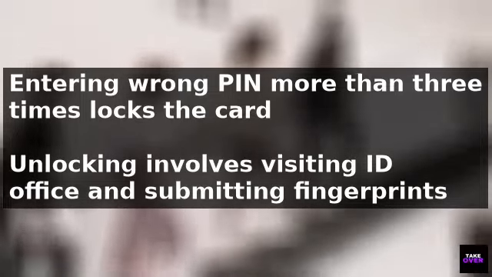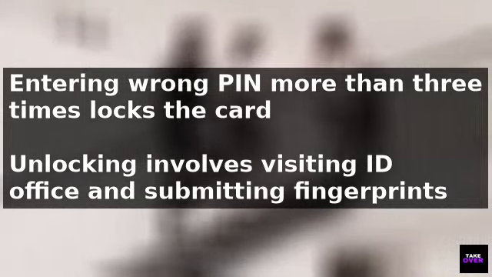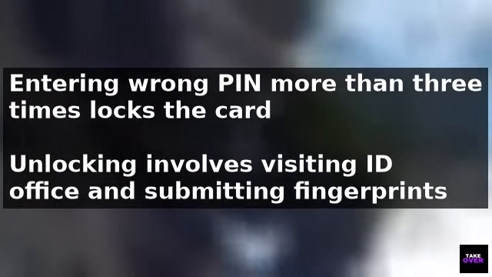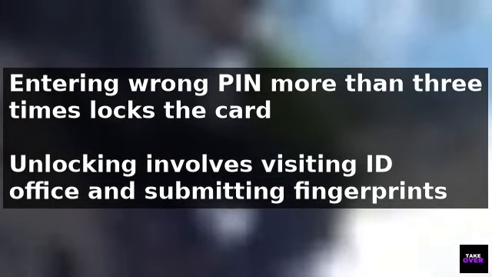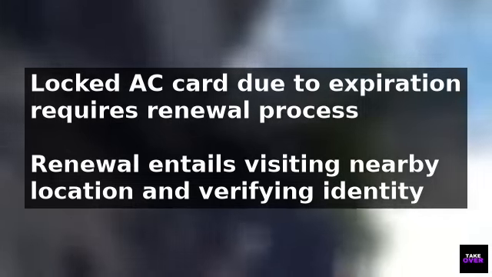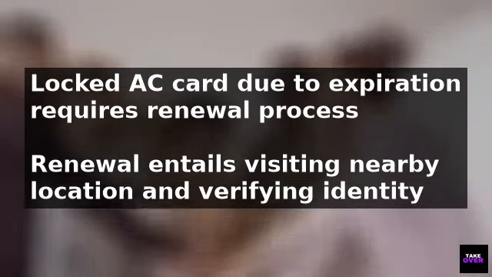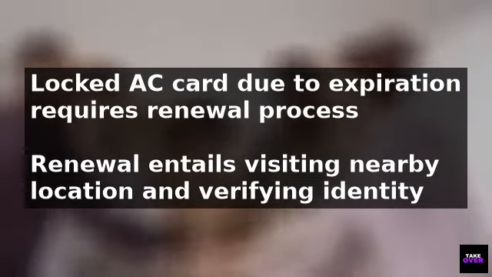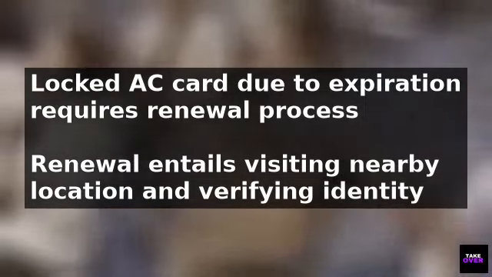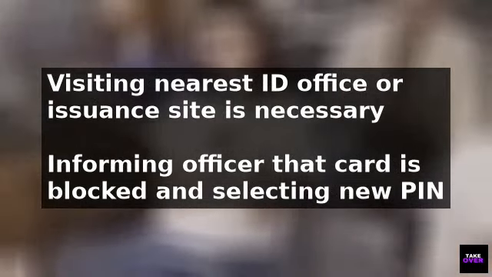To unblock an ACAC card, it's essential to understand the reasons behind the lock, as the unlocking process depends on the reason for the lock. One common reason for a locked AC card is entering the wrong PIN more than 3 times. In this case, unlocking the card involves visiting the nearest ID office or issuance site, informing the officer that the card is blocked, submitting fingerprints to verify identity, and selecting a new PIN, which will unblock the card.